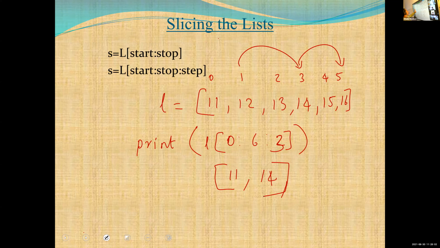The second one is L of start colon stop colon step. Here we are using three arguments: start is for the start value, stop is for the stop value, and step is for incrementation. Here we can give any integer value. If you give 2, it will skip one value and display the next one. If it is 3, it will skip 2 values and display the next value. Okay. Is it clear, Krishna?